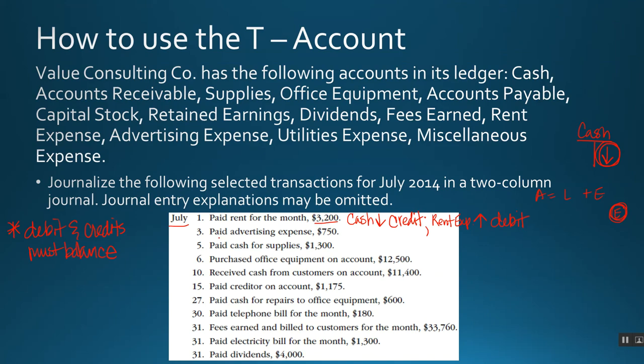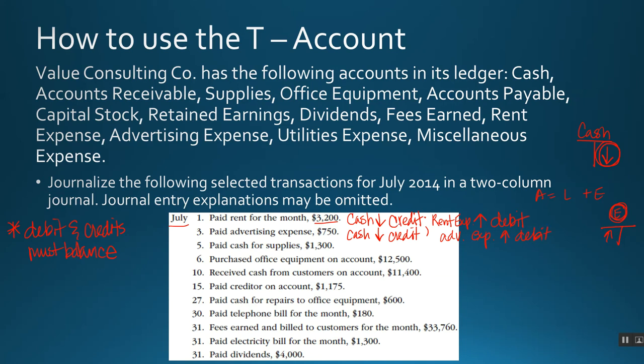So let's take a look at this one. Paid advertising. What are the two accounts impacted here? Cash and advertising expense. Is cash increasing or decreasing in my business? It is decreasing. Are my expenses increasing or decreasing? They are increasing. All right, so what side does an asset decrease on? It is the credit side. All right, what is the side that an expense increases on? It is the debit side.